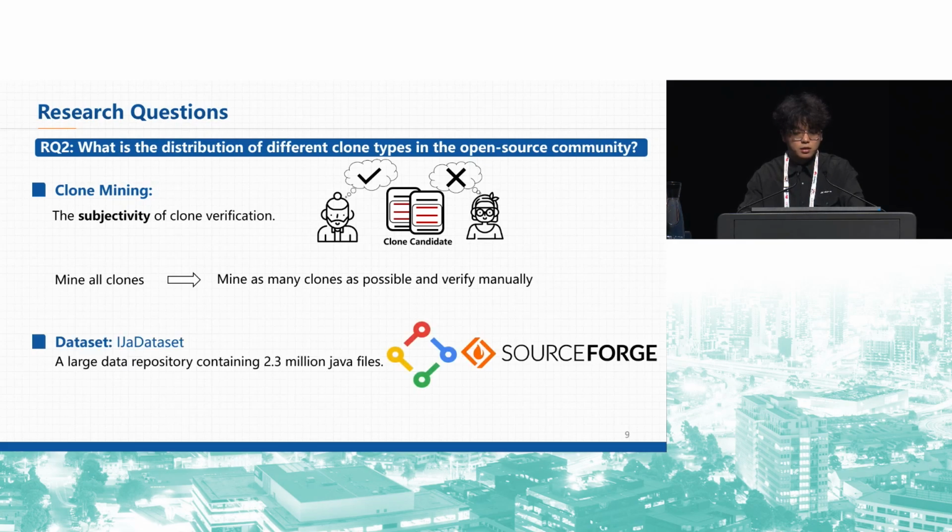Our sample set is taken from the IJA dataset. The dataset is crawled from well-known open source software platforms, such as Google Code and SourceForge. And this repository contains more than 2 million Java files, so it can represent the actual code of the open source community to a large extent.